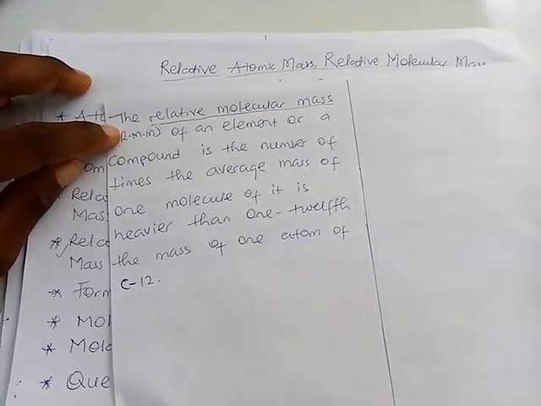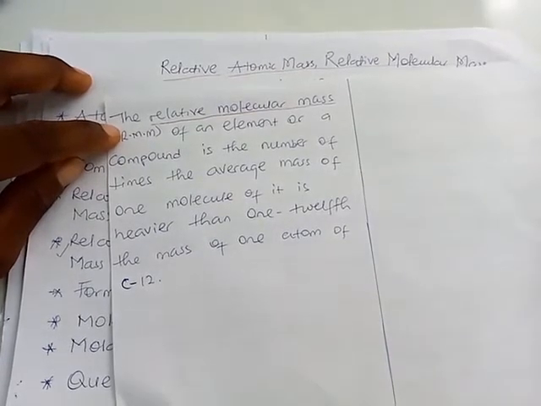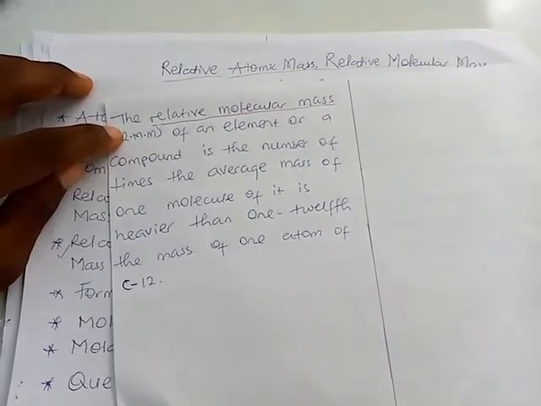So let me repeat what I said before the illustration. I said that the relative molecular mass is the sum of the relative atomic masses of all the atoms in 1 mole of that substance.